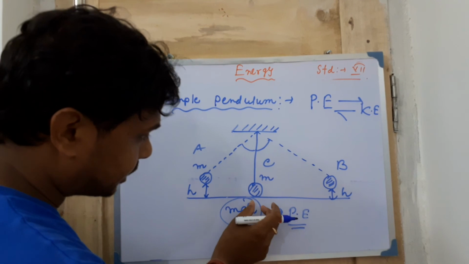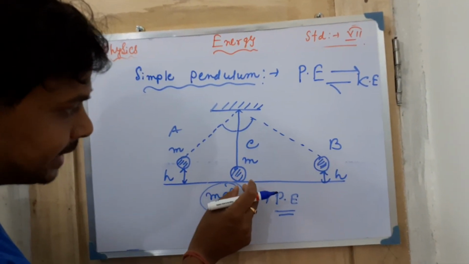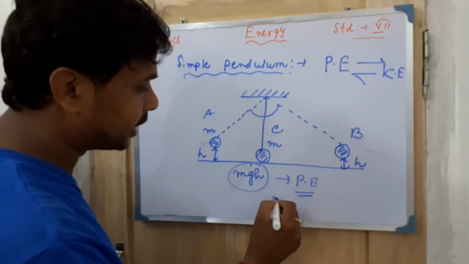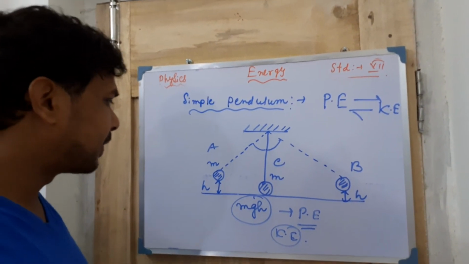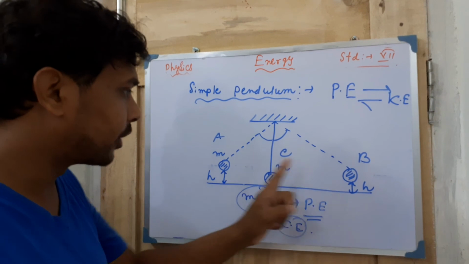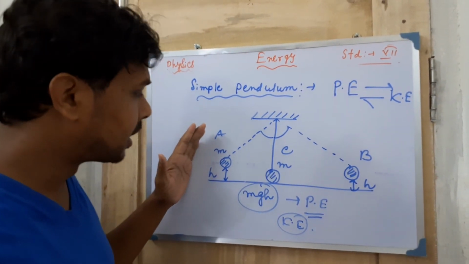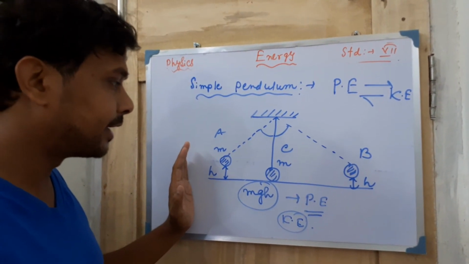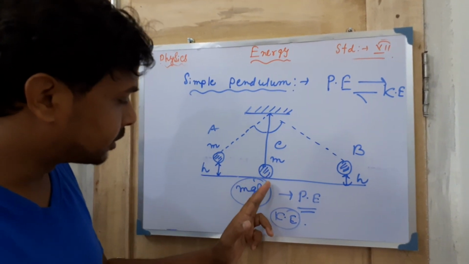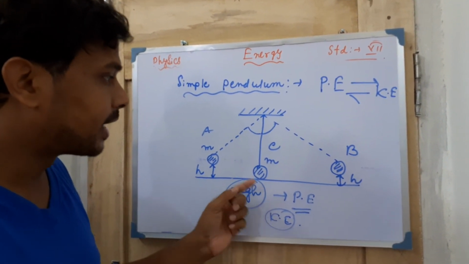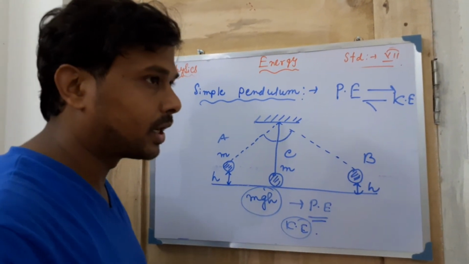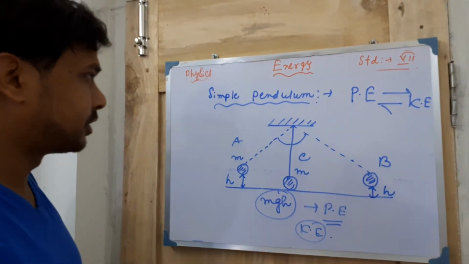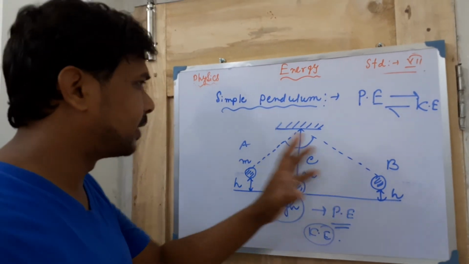When the height is lesser, definitely the kinetic energy will come here. So this is the example in these two regions. In the extreme points, when it comes to rest, potential energy will be higher. When it comes to this position, kinetic energy will be there, and when it goes to the other extreme point, potential energy will again be there. So this is the whole process, and it can be explained in this way.